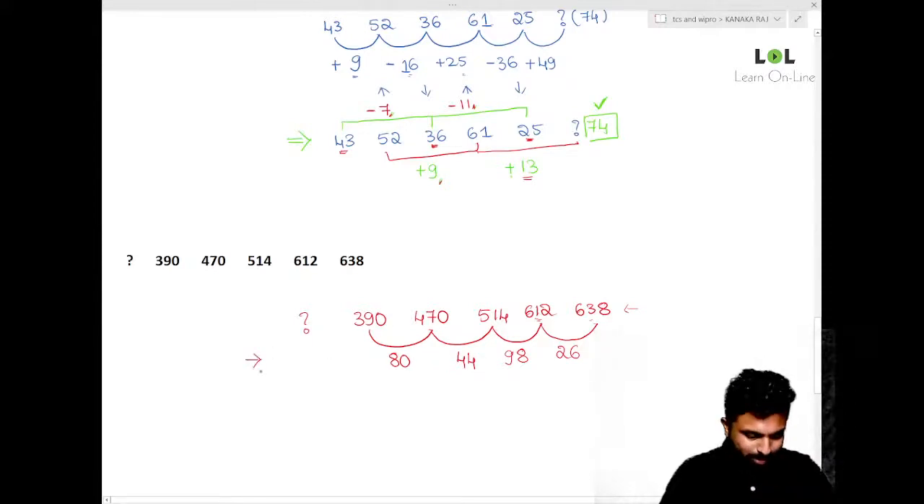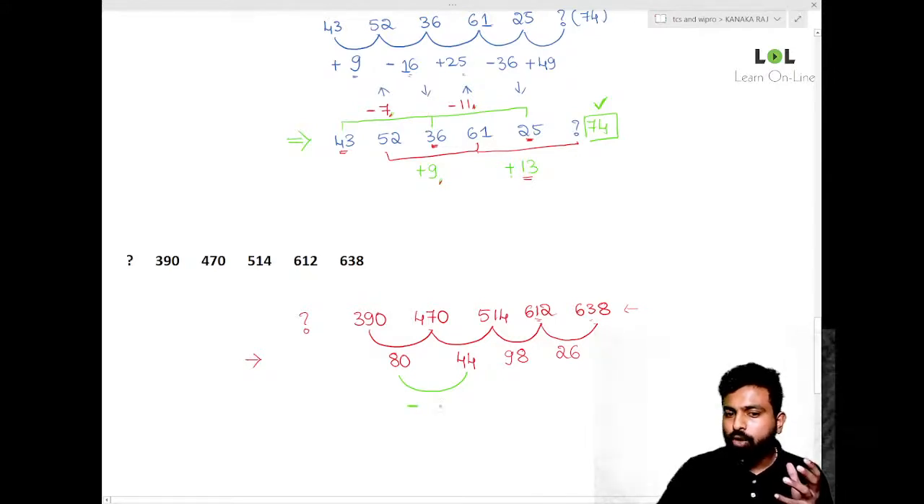So what I'll do, I'll consider this as my second series and I'll start taking the difference. 80 to 44, what is happening? The number is decreasing. Decreasing by how much? 44 plus 6 is 50, plus 30 is 80. 44 to 98, the number is increasing. What will be the number here? 44 plus 4, 48. 48 plus 50 gives you 98. 98 to 26, the number is decreasing. 26 plus 2 gives you 28.